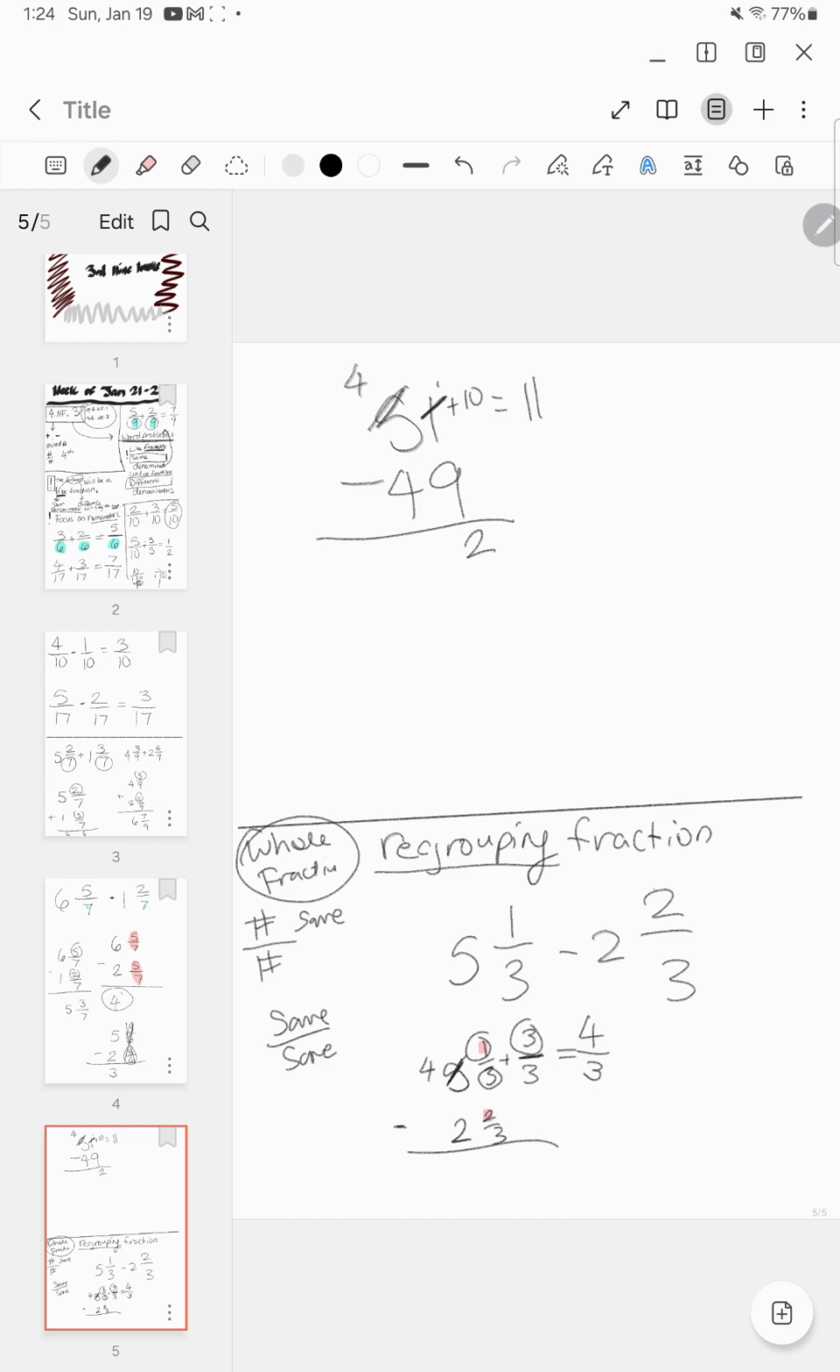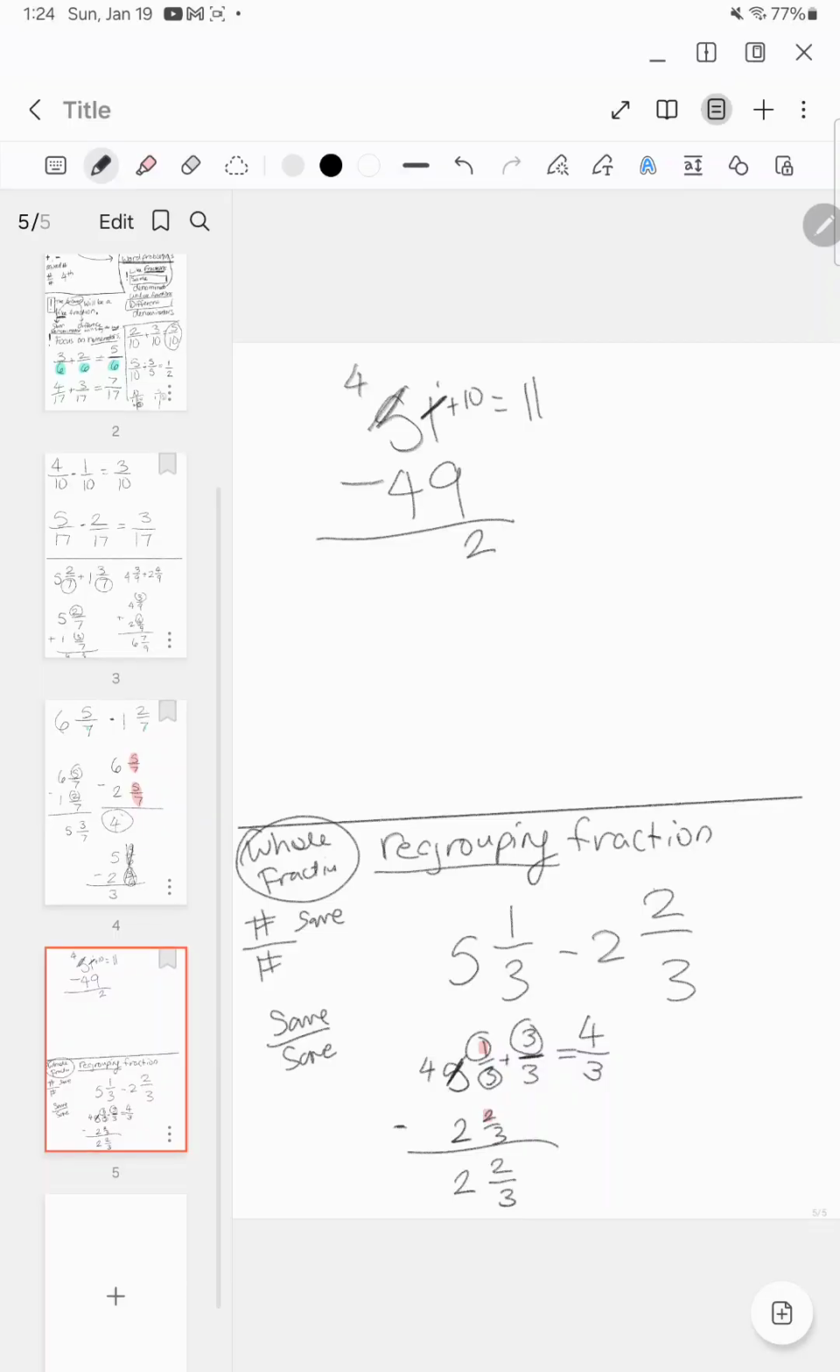So just like that, this here is the same thing. It's just fraction form. Instead, you borrow a whole. So 4/3 minus, so now you can go ahead and subtract. Whole to whole, fraction to fraction. 4 minus 2 is 2. And 4 minus 2 is 2, and my denominator stays the same.